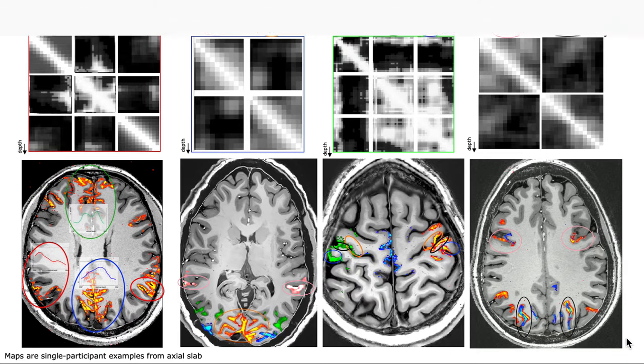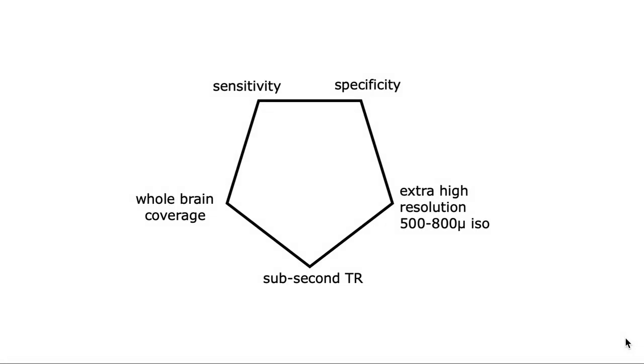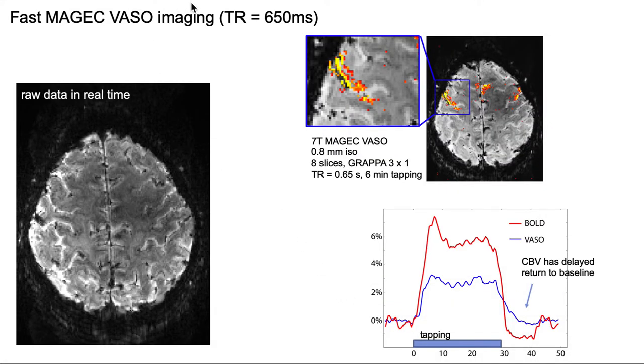So with this, we can go to larger coverage, even whole brain. But what about TR? If we want to shorten the TR, again, we can benefit from this magic approach, because it doesn't necessarily need this inversion pulse, but just variable flip angles to get the T1 weighting. And when we sacrifice coverage, we can definitely go to sub-second TRs.